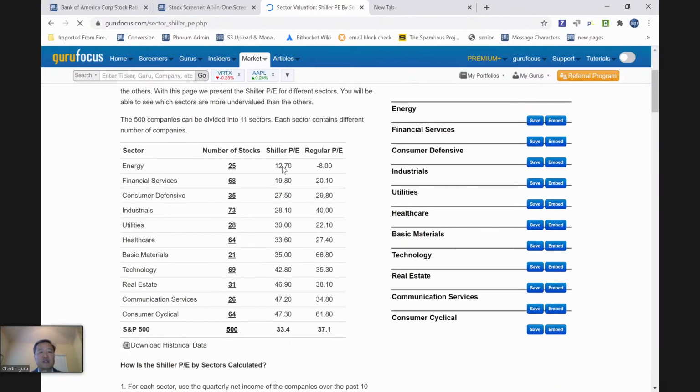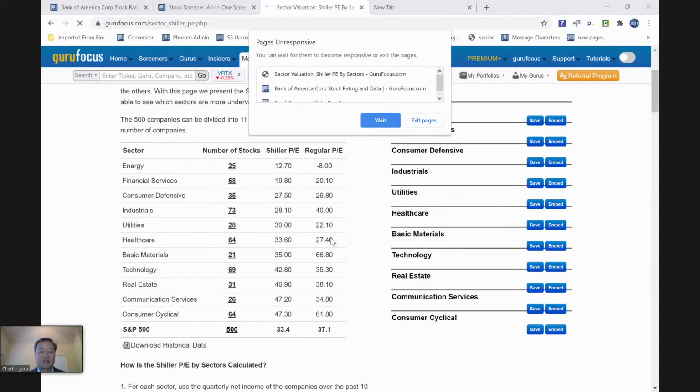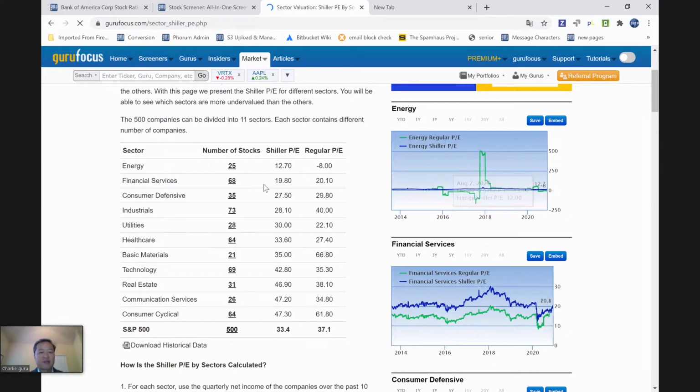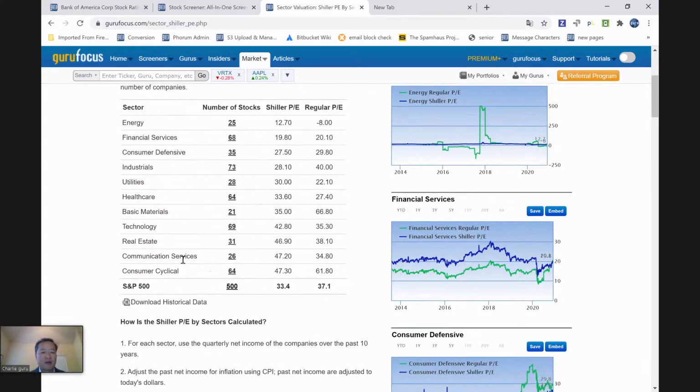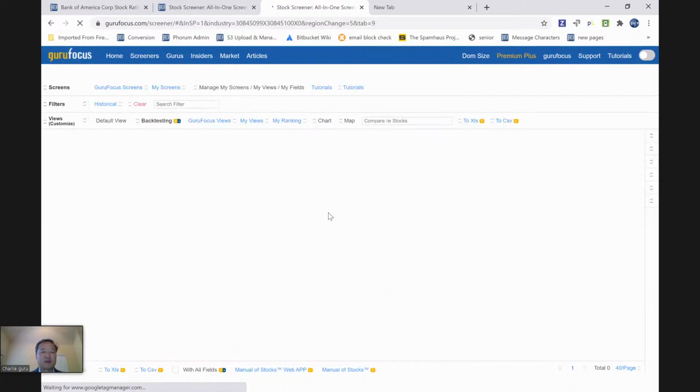You can see the energy sector has the lowest valuation currently, and not surprisingly, because we all know that energy stocks have not been doing very well. Financial services, such as bank stocks, haven't been doing well. Consumer defensive has not been doing very well. And the Shiller P of technology is high, and communication services too. If you want to know which companies are included, you can click on that, and it will lead you to the all-in-one screener page to show you which companies are included here.